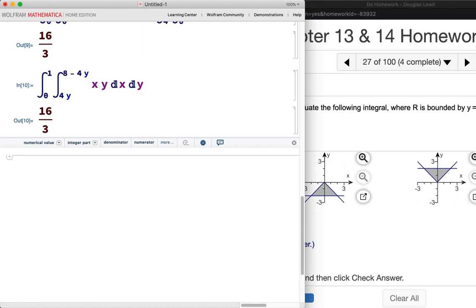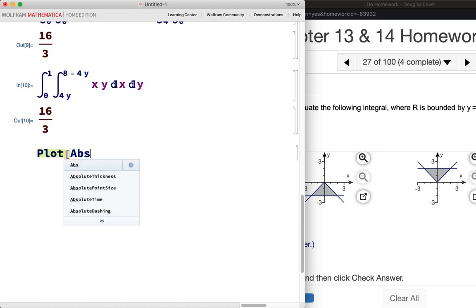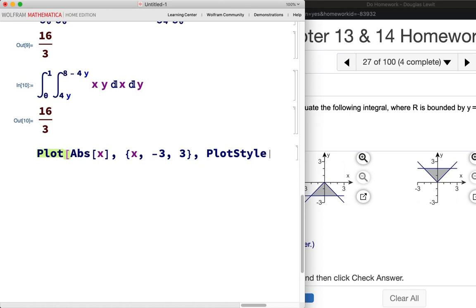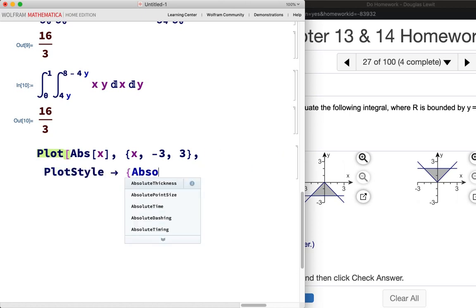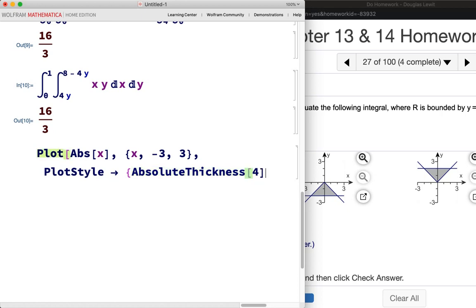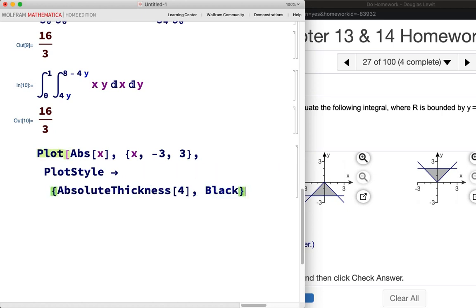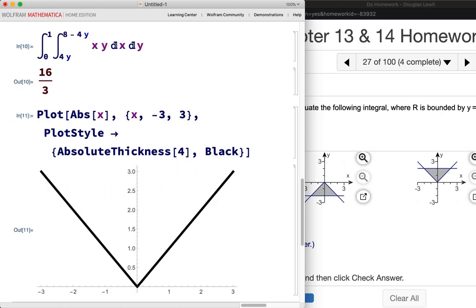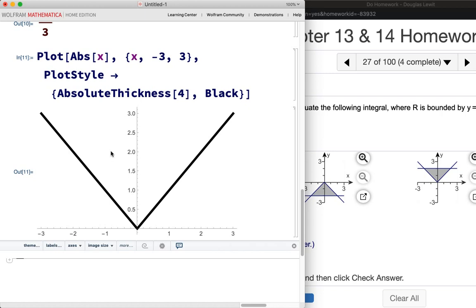So the first thing I'm going to do is plot the absolute value of x. X goes from -3 to 3. Plot style: absolute thickness, I like 4 or 5. Make it black. Okay, that's what that picture looks like. It looks good.